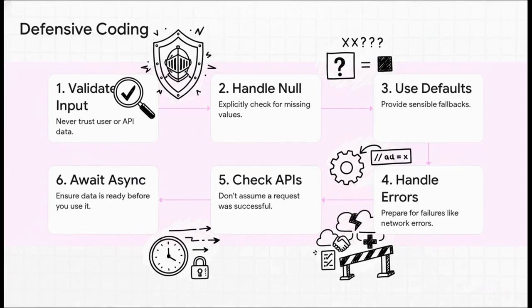Here you go. This is your 6-step checklist for writing rock-solid code. Think of it as your defensive playbook. You validate everything coming in. Trust nothing. You explicitly check for missing values instead of just hoping they're there. You use default values as a safety net. You plan for errors to happen. You don't just assume an API call worked, you actually check the response. This is how you build software that doesn't fall over.